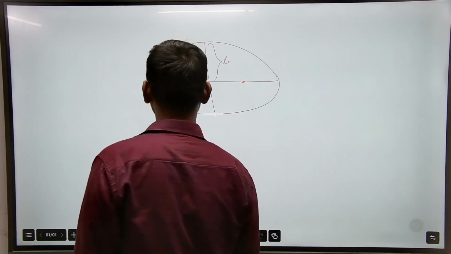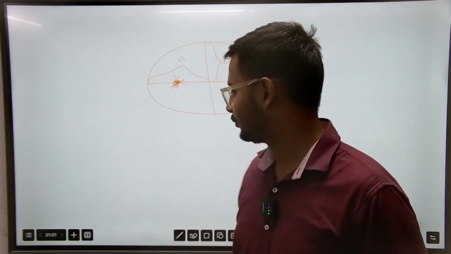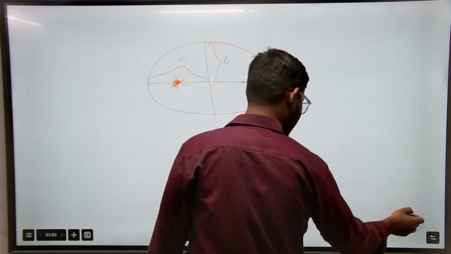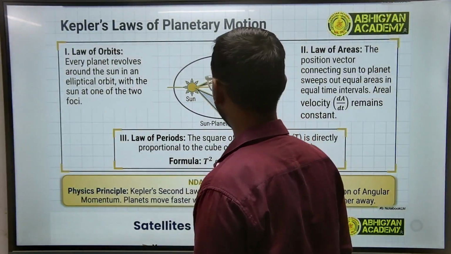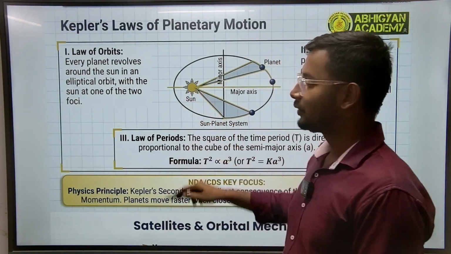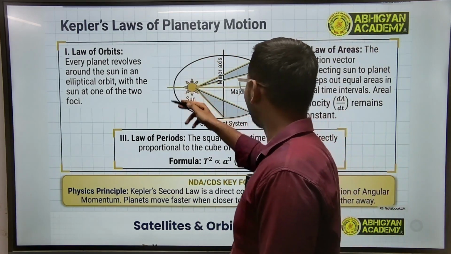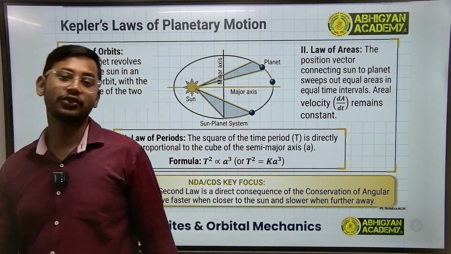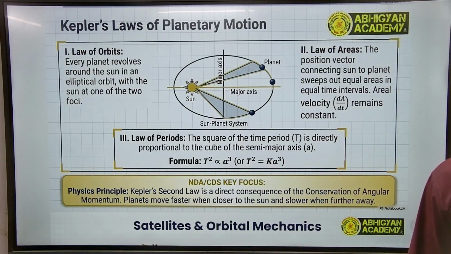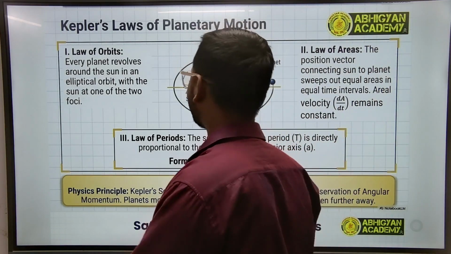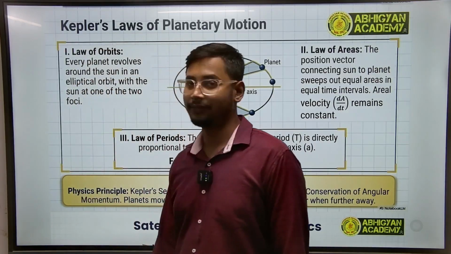Okay, and the planets will revolve around the sun. So the sun is situated on the focus of the elliptical path, and the planets are revolving on the ellipse, which can be drawn from those foci. Okay, so this is the first law of Johannes Kepler. Every planet revolves around the sun in an elliptical orbit with the sun at one of the two foci.